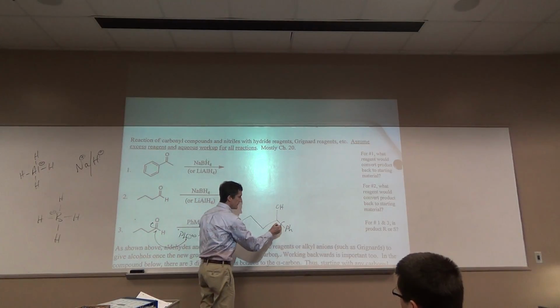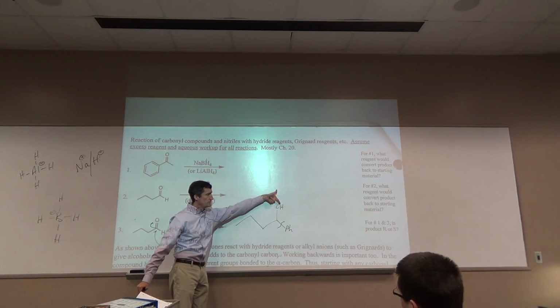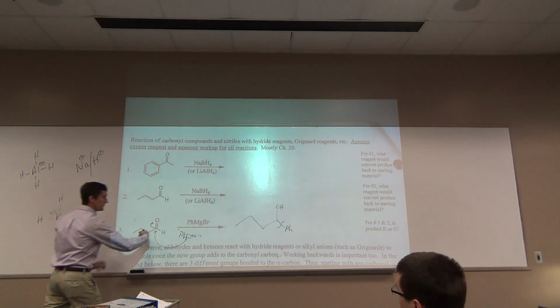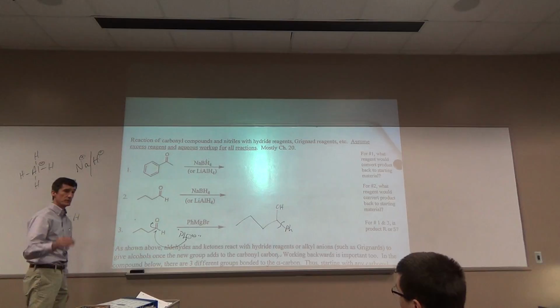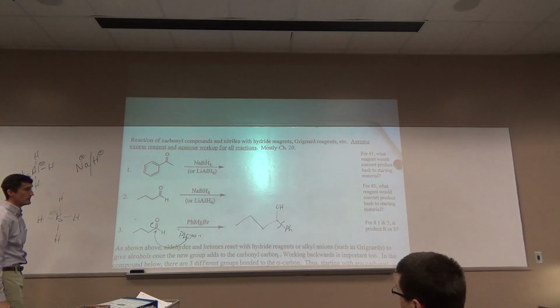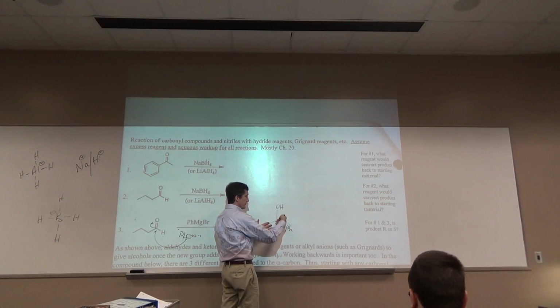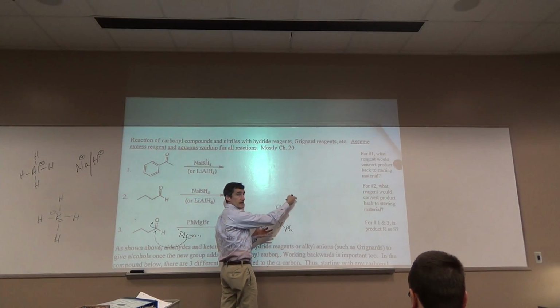Which bond did we make? There. Electrons up. Where did that H come from? Workup, some type of workup. It didn't come from anything here. It had to come from when you had it in water. There you go, nucleophilic addition to carbonyl. The O picks up an H.